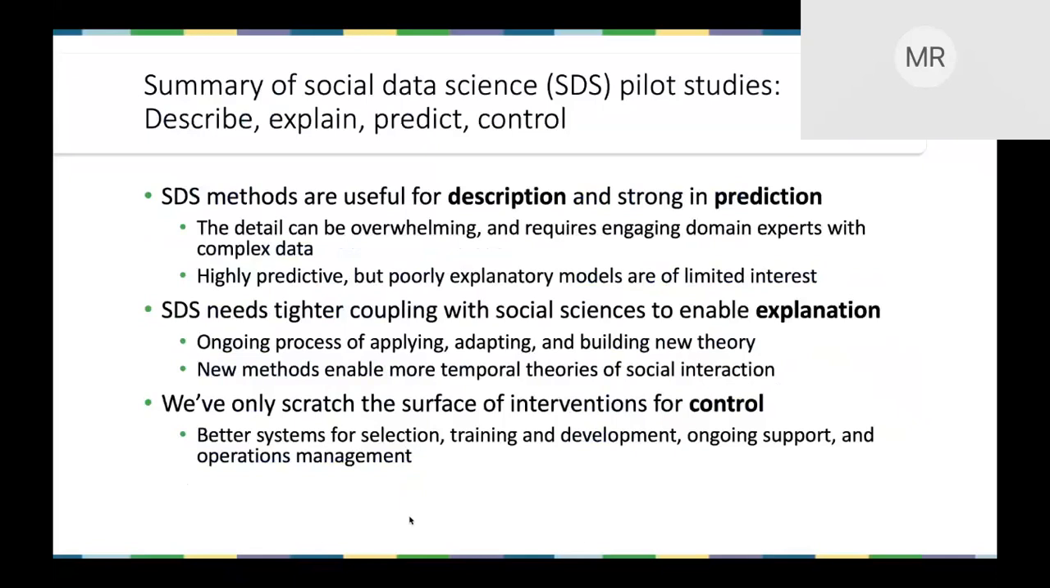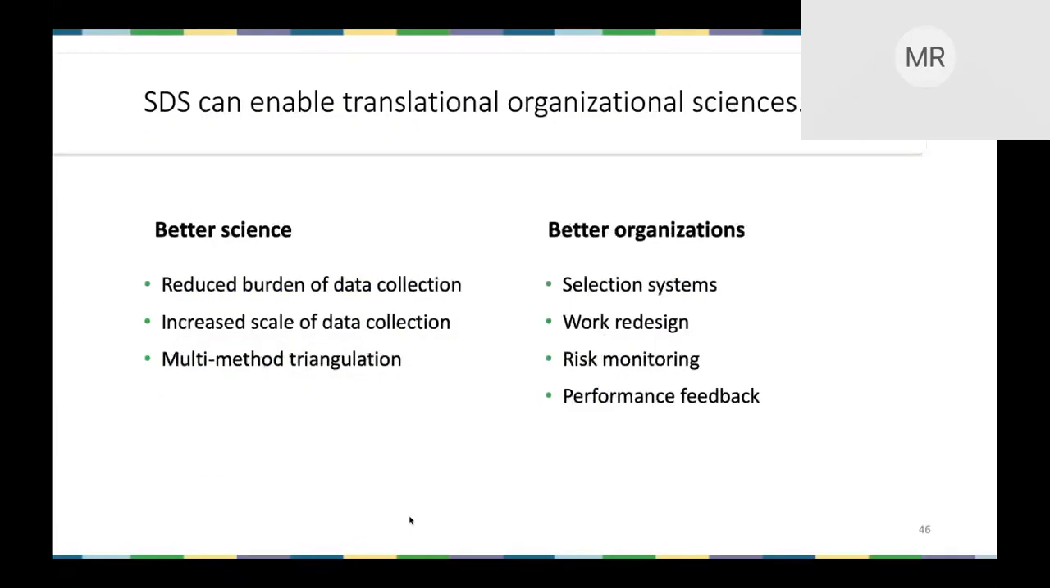So in sum, we're really strong with these methods in terms of description and prediction. Explanation piece takes a lot of work, and that's where we need better coupling with the social sciences to have better explanatory models of why these things are working. And we've really only started to scratch the surface in terms of interventions for how we can control our organizations based on this type of data.